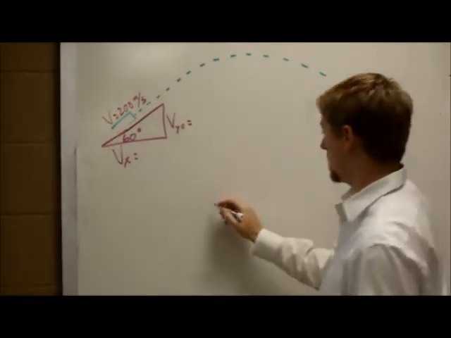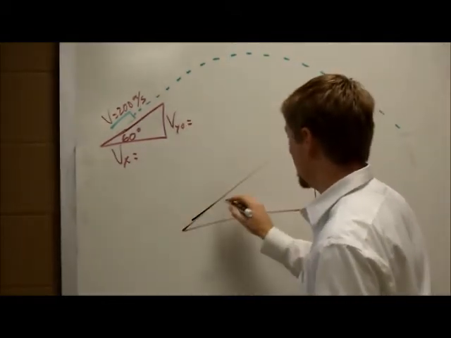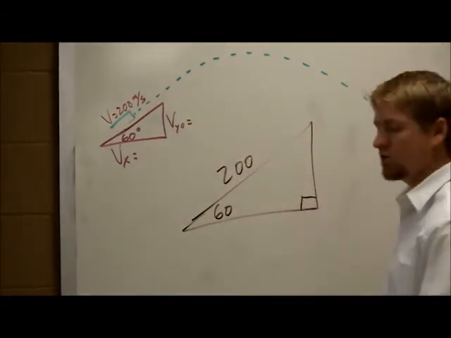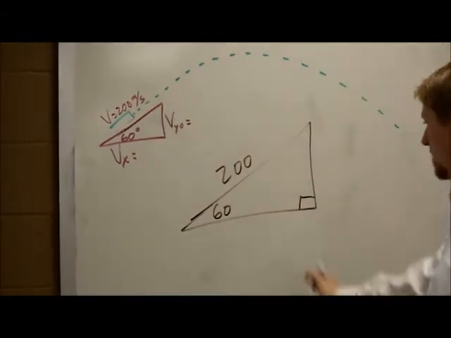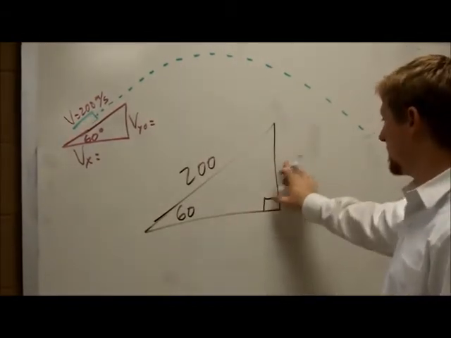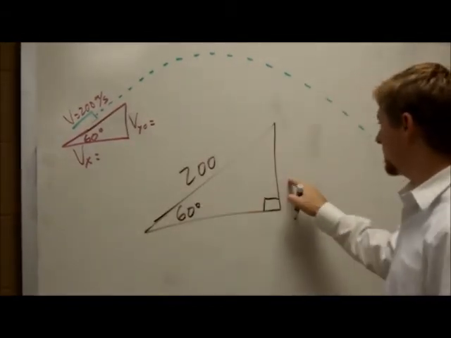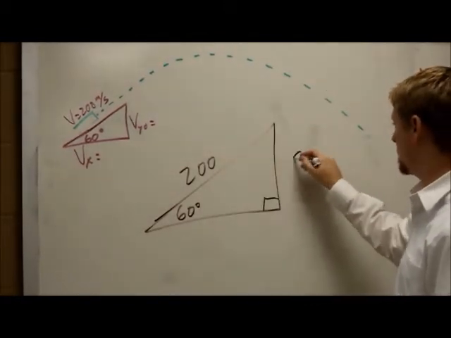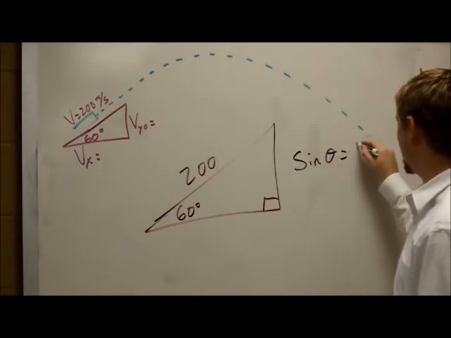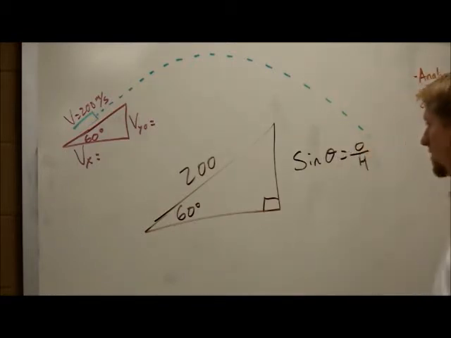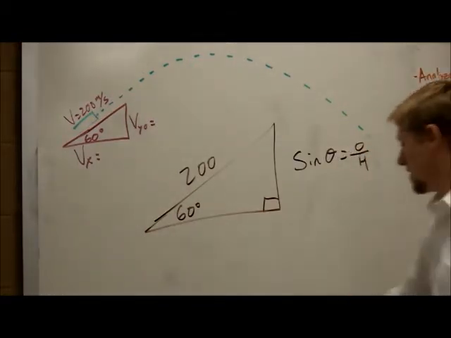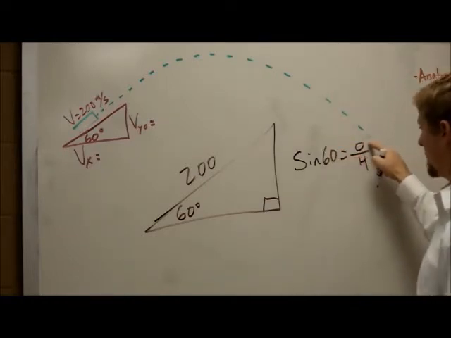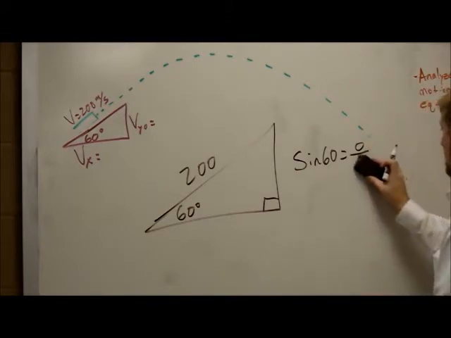If we blow this triangle up, just so we can see what exactly we're doing here, we have 60 and we have 200 here. And this is our right triangle. If you remember back to geometry, you know how to solve these triangles using trig. If this is our angle here, then this is going to be our opposite. So if this is opposite and this is hypotenuse, we're going to use sine of theta equals opposite over hypotenuse. Plugging in what we have here, sine of 60 equals opposite over 200.